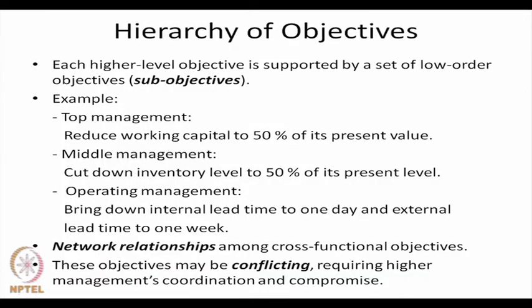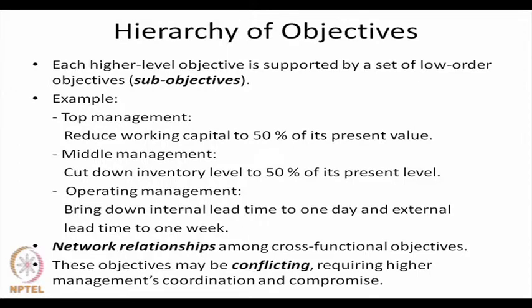Next, we talk about hierarchy of objectives. Already I told you that we are not distinguishing between the word goal and objective. If we have to distinguish, we shall say that objectives are a lower level subdivision of goal. To achieve a goal, we have to have certain objectives. Each objective has to be further subdivided into sub objectives and so on and so forth. So, there is a hierarchy of objectives. Each higher level objective is supported by a set of low order objectives. We are calling it sub objectives.